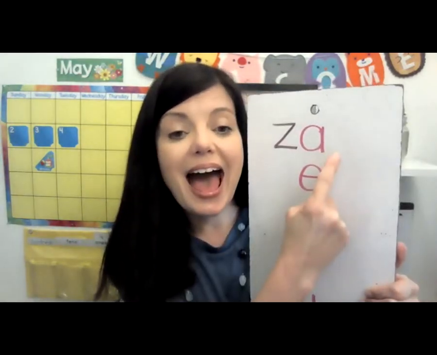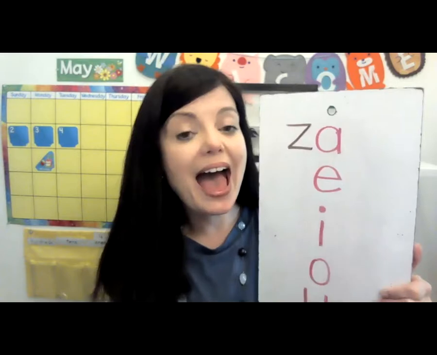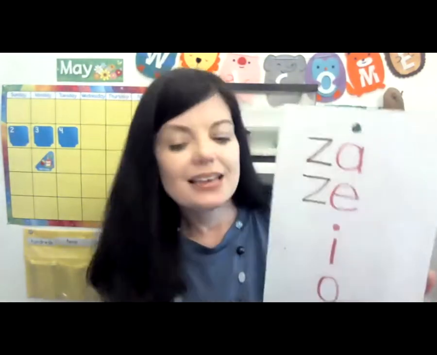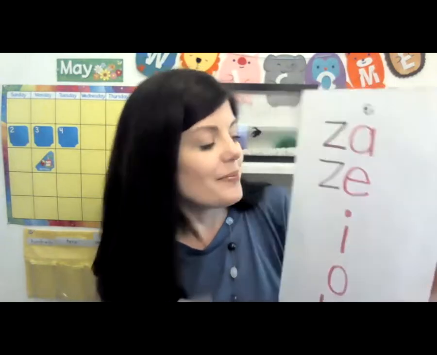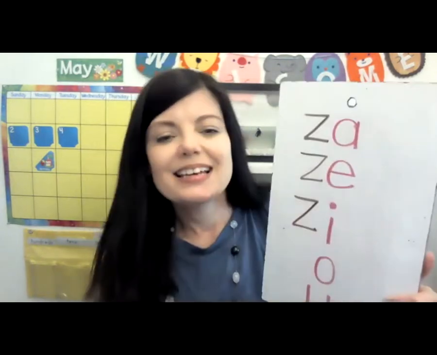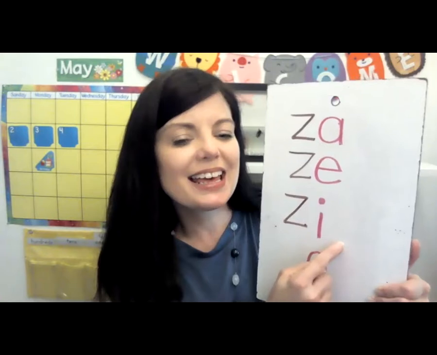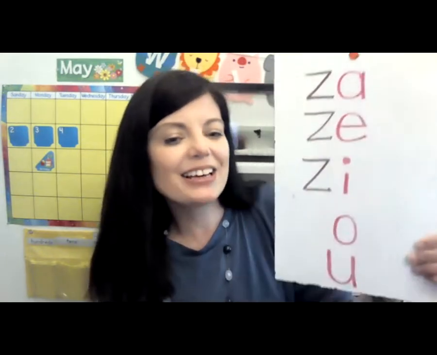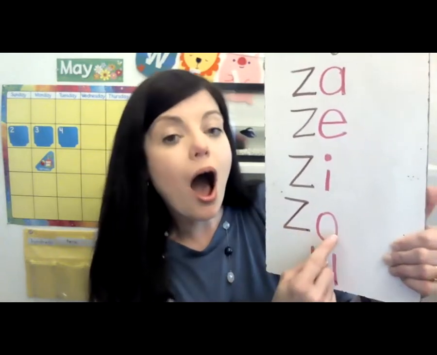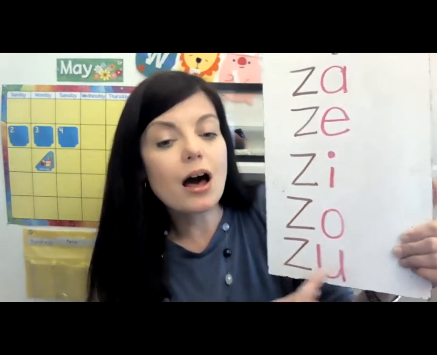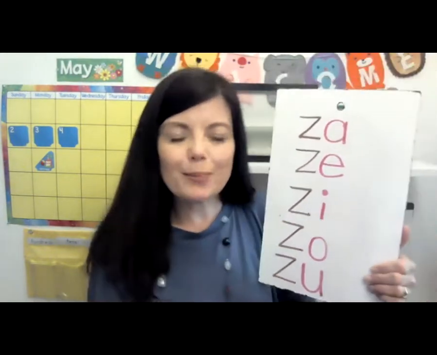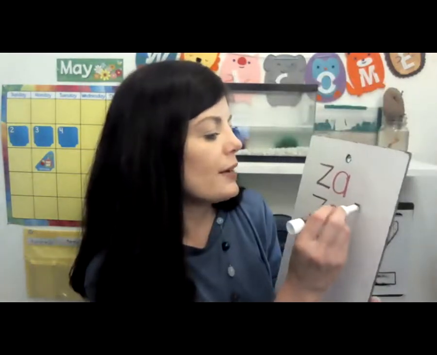Z, A, za. Z, E, ze. Z, I, zi. Good job. Z, O, zo. Z, U, zu. Good job blending. Let's make a few words. I think you're ready for that.